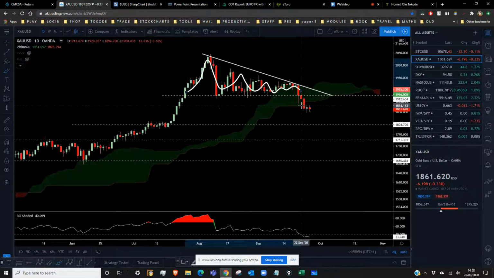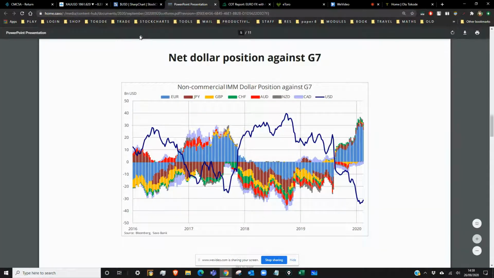Next thing I want to see for confluence is sentiment. I want to check the sentiment of non-commercial traders, the smart money, and I want to see some sort of agreement with price action. So to check sentiment, I'm going to use the commitment of traders. So I want to see what the positioning of smart money looks like. Now this is a chart from Ole Hansen, Saxo Bank.